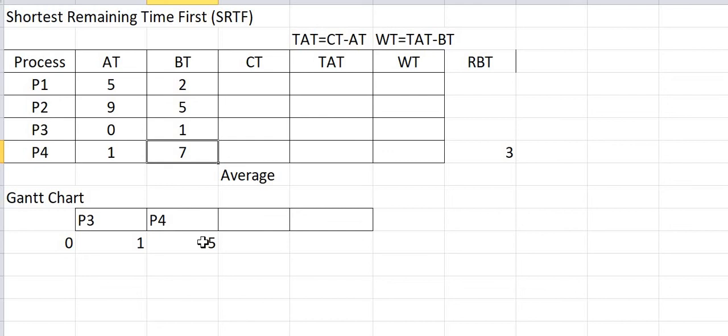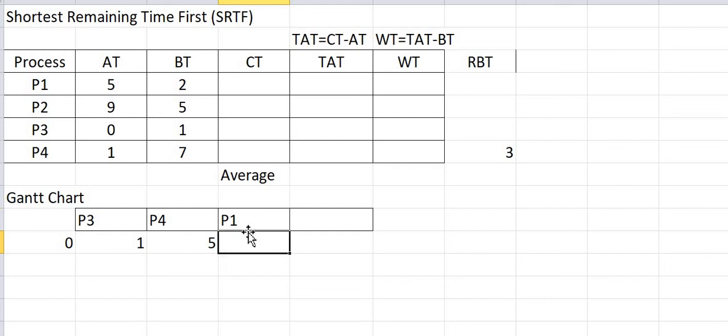Now, by the 5th millisecond, we have the process P1. Our job is to compare the burst time of the newly arrived process with the burst time of the already existing process inside the CPU. P4 is already there in the CPU, but it has 3. The newly arrived process has only 2. So we take this P4 out and add it to the ready queue. Now the process which has the least burst time enters the CPU.